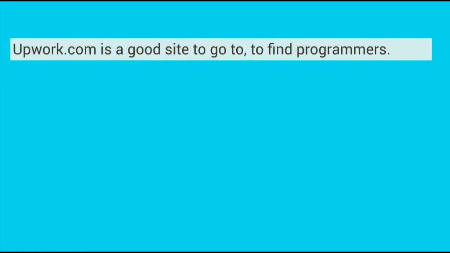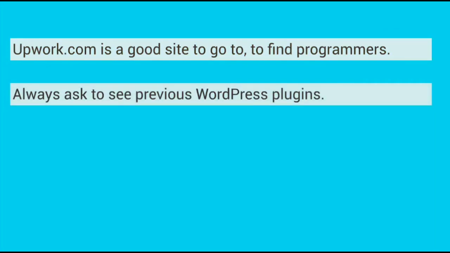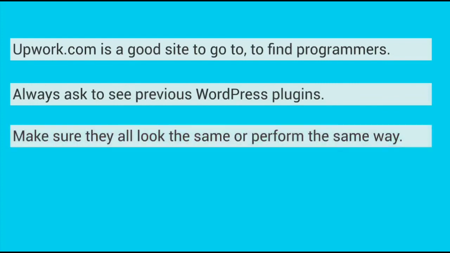Now, like I said, Upwork.com is a good site to go to and find programmers. And always ask to see previous WordPress plugins. Make sure that they have developed programs and plugins before. And another little tip is to make sure that they all look the same or perform the same way. So what you're looking for are patterns. I've already taught you how to find patterns in consumer demand.